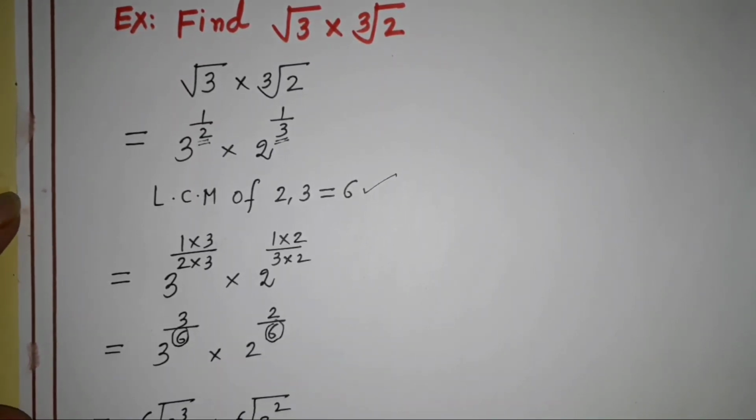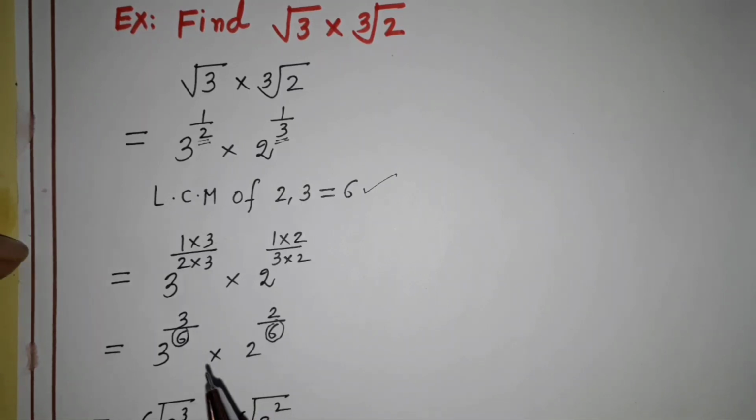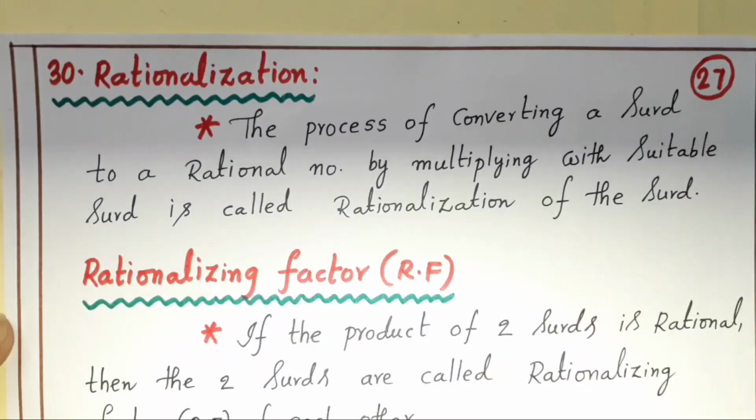Now, you convert them into radical form, I mean surds form. Then 6th root 3 cube into 6th root 2 square. Now their orders is same, so you can directly multiply them. 6th root 3 cube is 27, 6th root 2 square is 4. So overall a single 6th root you can write 27 into 4, nothing but 6th root 108.